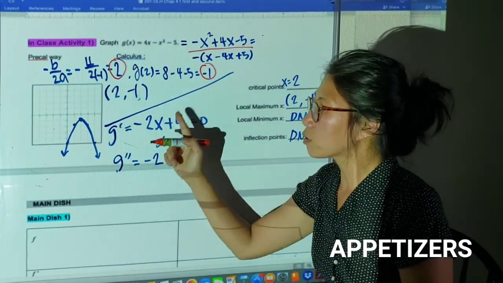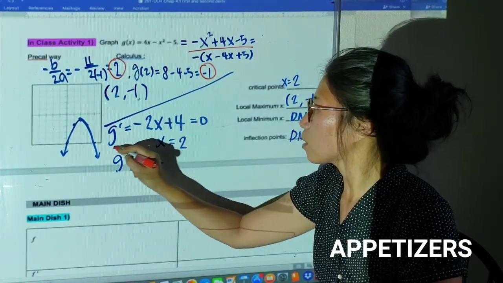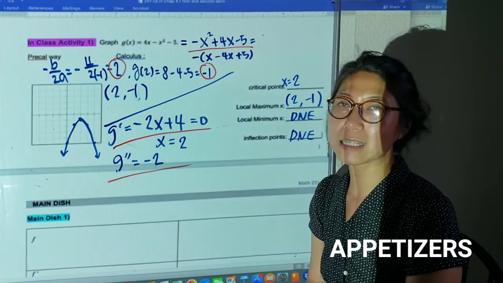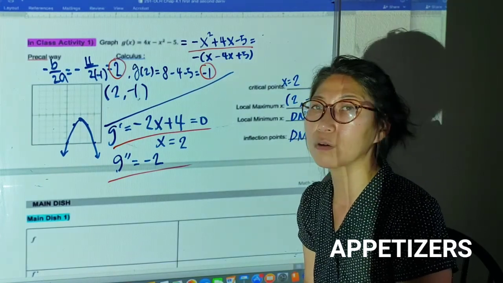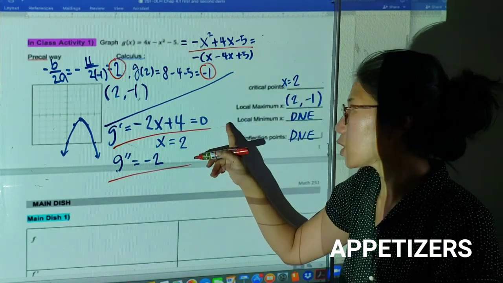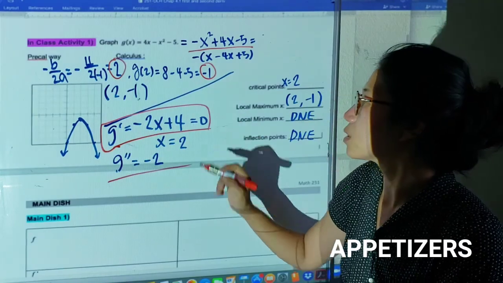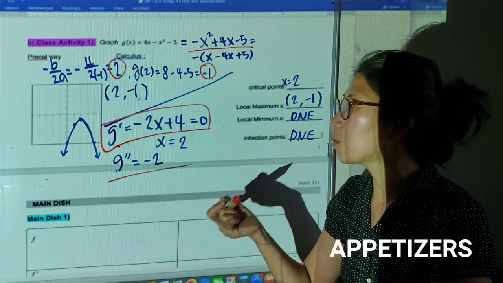Now let's move on to the calculus way. What I did, I took a first derivative and then I took a second derivative. So let's say the first derivative tells me the critical point. So the critical point is going to be at 2, which makes it 0. And now you have to be careful from here. How can you say that this is a local maximum or minimum?